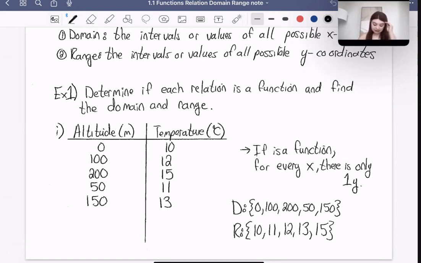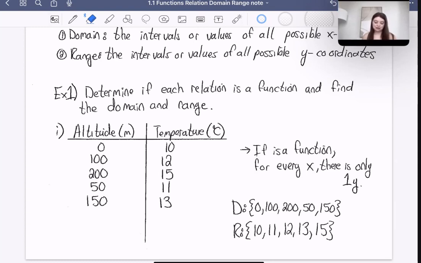So let's go and take a look at this example. Here it says, determine if the relation is a function and find the domain and range. So the relation is a function if for every x, there is only one y. And let's see if that's true. Okay, so for this x value, this 0, there's 10. For this 100, it's 12, and then 200, 15, 50, 11, and 150, 13. Well, I don't see any repeats. I don't see any x value that has two separate y values. It seems like every x value just has one y value. So therefore, this is a function.